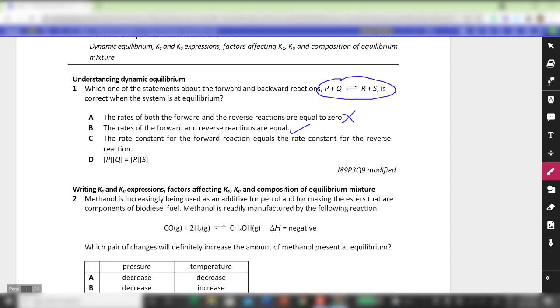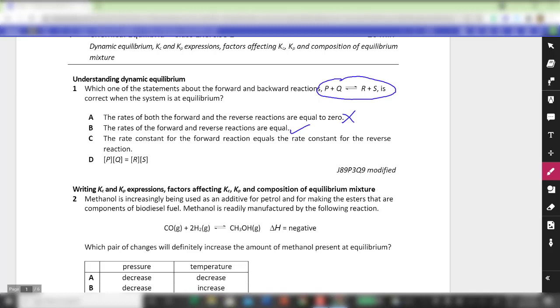Because they happen at the same rates, the equilibrium concentrations of the reactants and products remain fixed at a certain value. We call these the equilibrium concentrations, or in terms of partial pressure, the equilibrium partial pressures. If you look at option C, the rate constant for the forward reaction equals the rate constant of the reverse reaction.